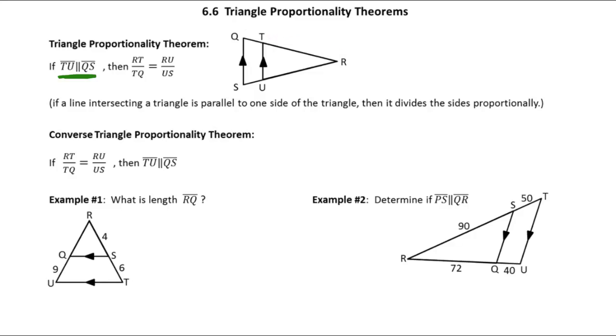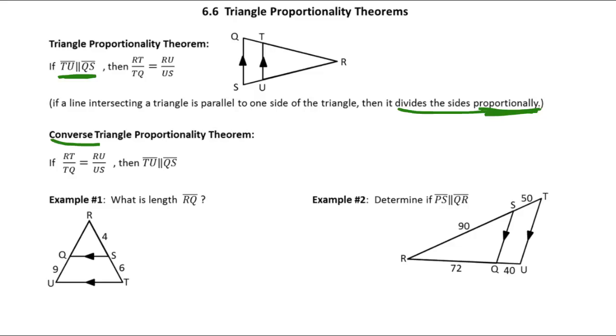But it says, if you go read the proportionality theorem: if a line intersects a triangle, so we have a triangle RQS and this line intersecting it, and it's parallel to one of the sides of the triangle, then it will automatically divide the sides proportionally. That's going to be an important theorem for us to know. If one side is parallel to the line that intersects your triangle, your sides are divided proportionally.